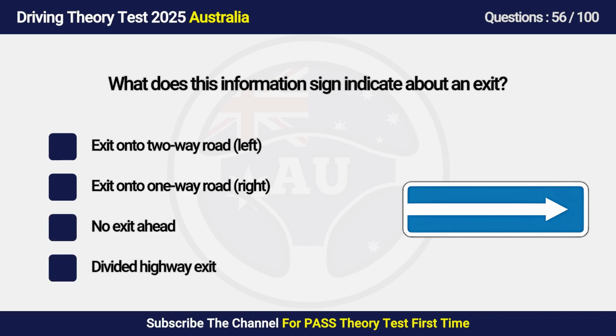Question 56. What does this information sign indicate about an exit? A. Exit onto two-way road left. B. Exit onto one-way road right. C. No exit ahead. D. Divided highway exit.